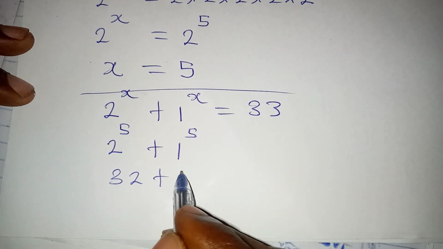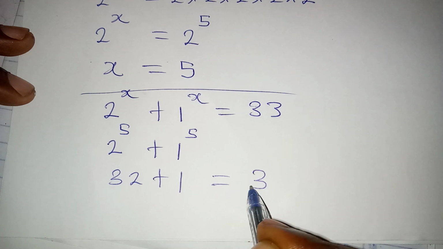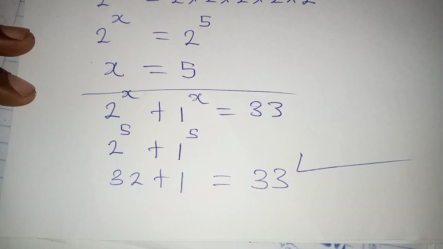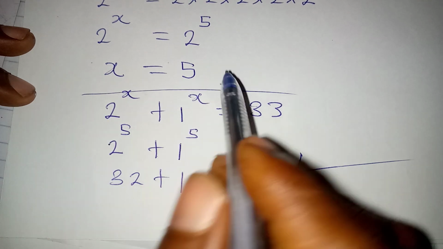And 1 to the power of 5 is 1. If you add this, you have your 33. So, we are very correct to say that x is equal to 5.